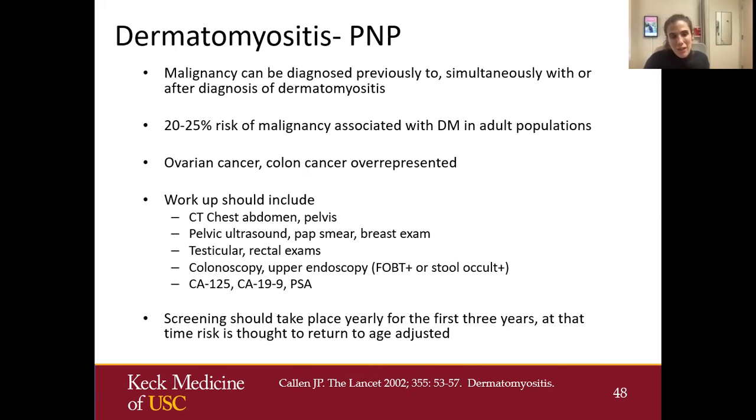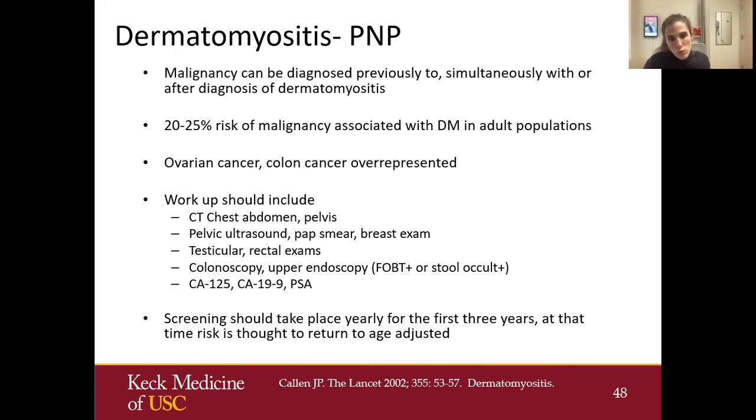In most series, it's documented that ovarian and colon CA are overrepresented, but a lot of series show that it's just kind of standard malignancies you would think in these age populations, which dermato tends to be bimodal. We tend to see the first peak initially like in childhood ranges, and then the second peak is in more like the 50s. So the workup is really broad for this because it could be any underlying malignancy.